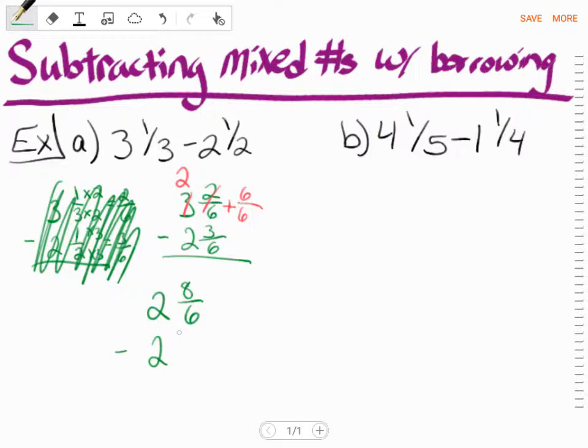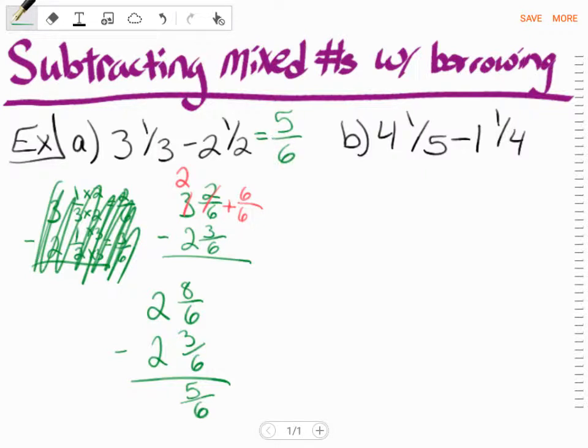Subtracted by 2 and 3/6. So when I subtract these, now I'm thinking 8 minus 3, and I'm going to get 5 over 6. That denominator does not change, and I think 2 minus 2 is going to give me 0. So that's all I have to do. I'm done. This guy gave me 5/6.